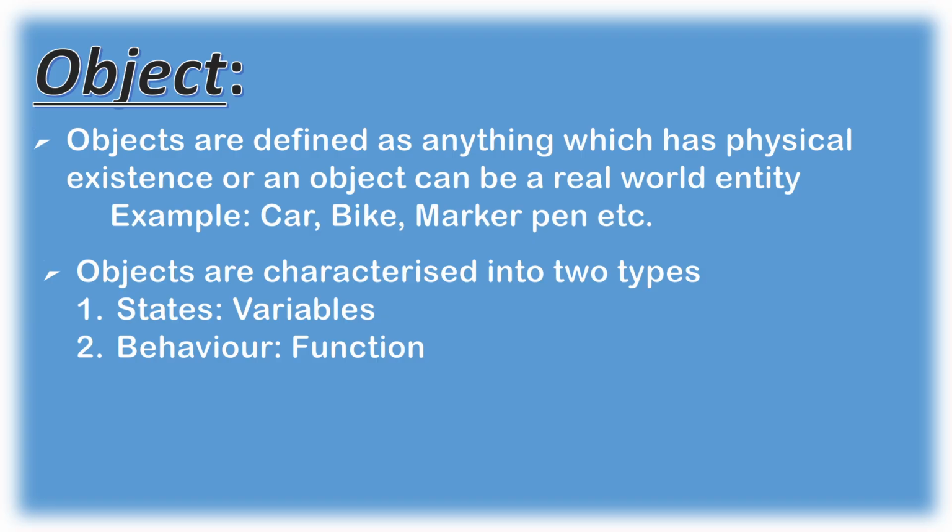Alright. And objects are characterized into two types. First one is states. States are nothing but the variables. Next one is behavior. Behavior is nothing but the function or methods. Alright. So let's see what states are.